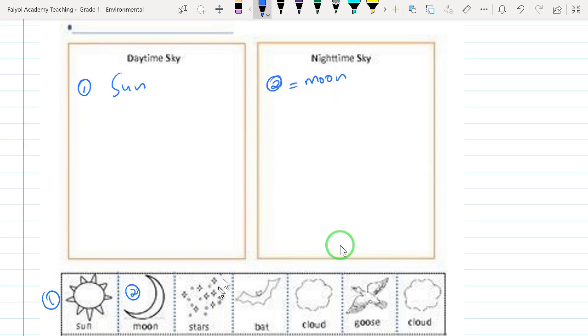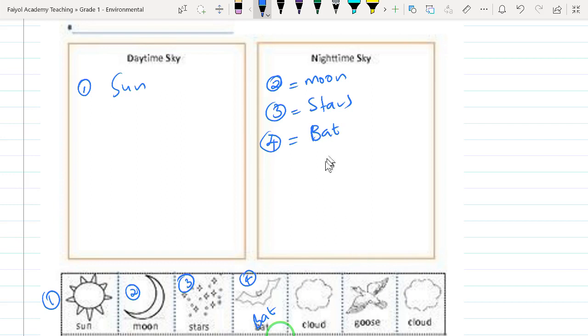What do we see again? Where do we see the stars? Number 3 comes here as the stars. What is this? This is a bat. A bat is an animal that goes at night. So a bat is seen during night time. Have you ever seen a bat? A bat is a flying animal that is seen at night. So we can say that a bat is seen at night.